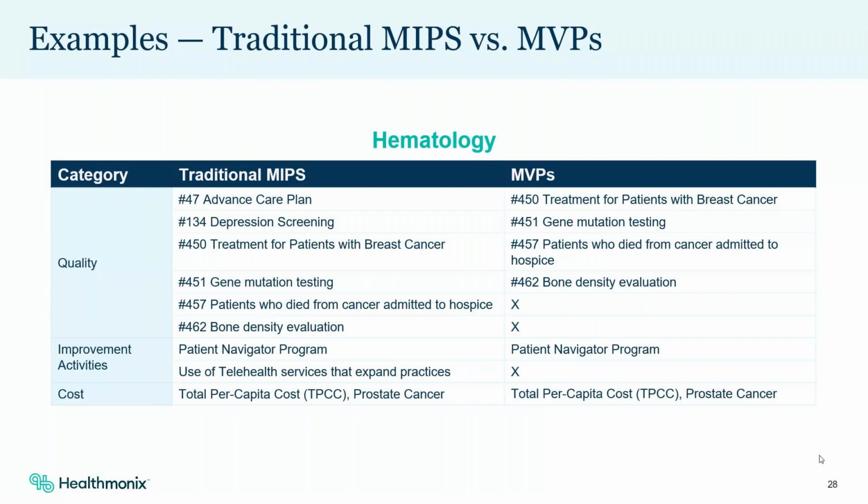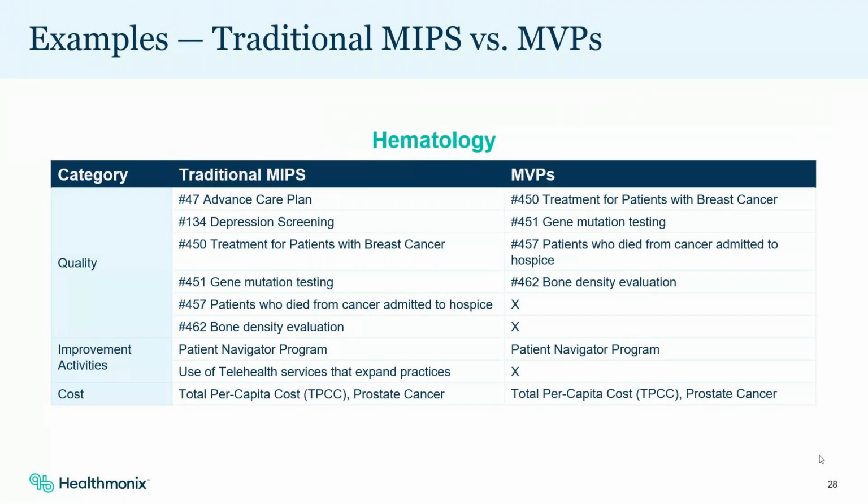Now let's take a look at how traditional MIPS really stacks up against MVPs and what you may need to report. So in this example, we're looking at a hematology group, and we're breaking down the measures that have been selected for traditional MIPS against MVPs, the improvement activities, and the cost measures as well. So in this example, we've got 6 traditional MIPS measures. So you have to report on 6. So at the very least, you should track and report on 6 measures.